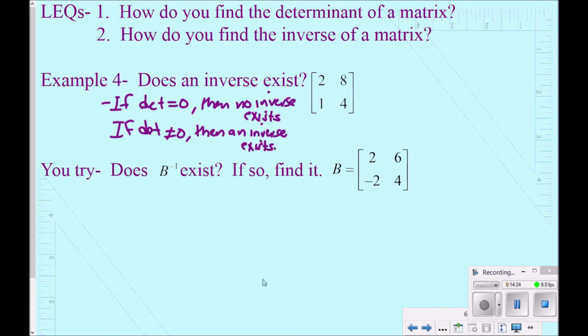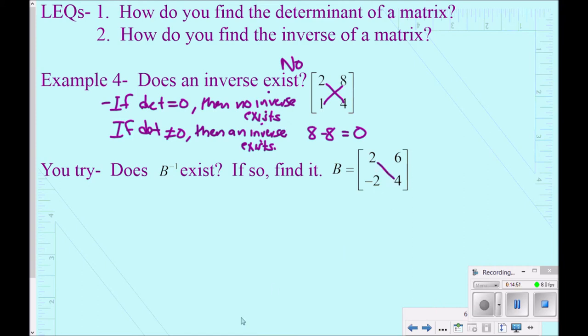So we're going to try it on this one. I'm going to get the determinant. 2 times 4 is 8, minus 1 times 8, so 8 minus 8 does equal 0, which means, does an inverse exist for this particular matrix? No, it does not. Okay. Next, another matrix here. We're going to figure out if an inverse exists, and if it does, we're going to find it.